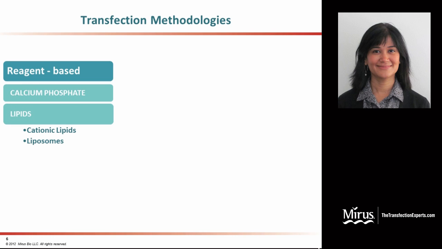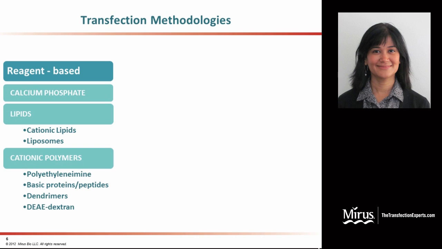A major class of current transfection reagents that you find in the market are based off of lipids. These are mostly cationic lipids that can interact with a negatively charged nucleic acid or liposomal formulations that can also effectively encapsulate the DNA. Another major component that is found in transfection reagents is cationic polymers. Some examples are polyethylenimine, basic proteins or peptides, highly branched compounds called dendrimers, and other compounds such as DEAE dextran.